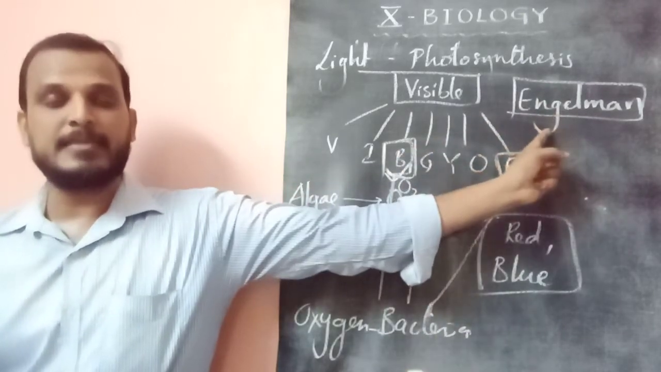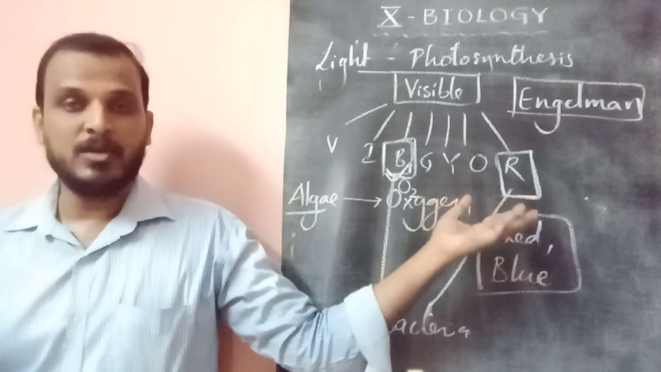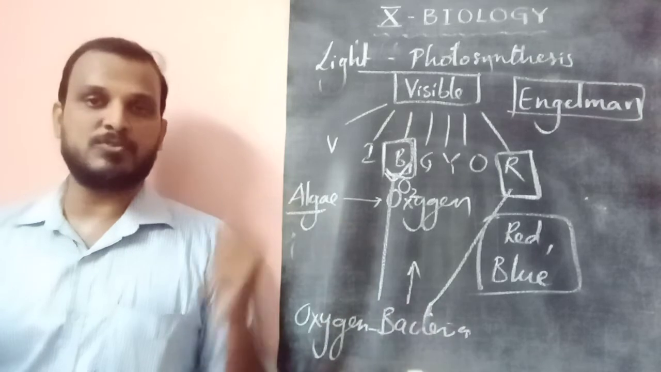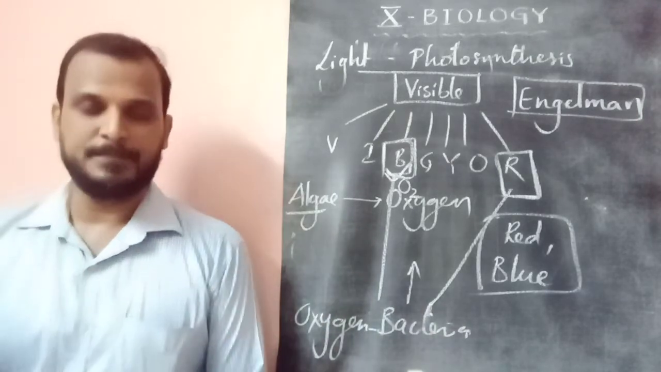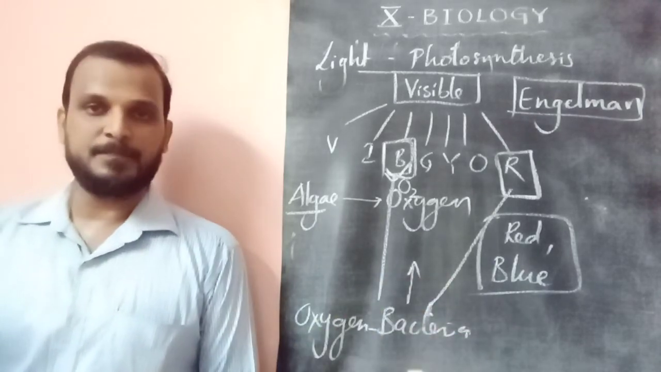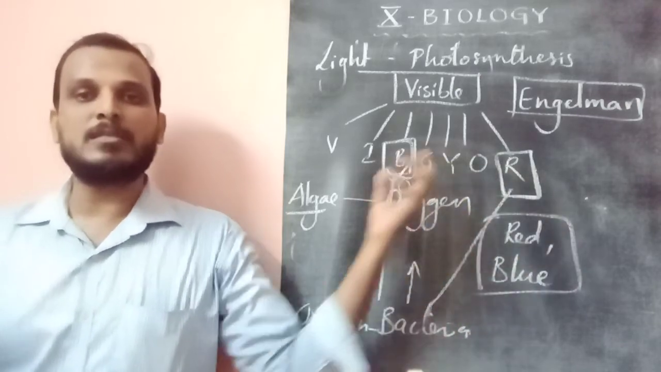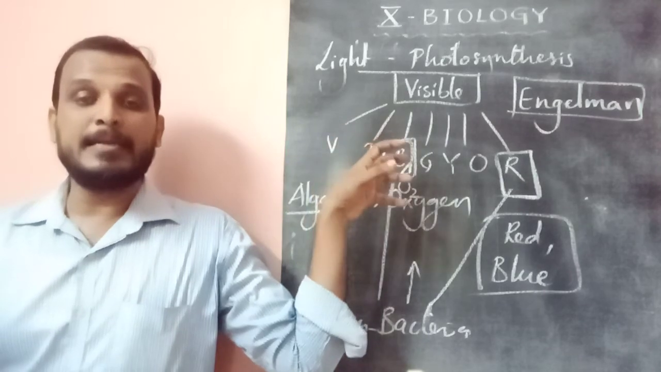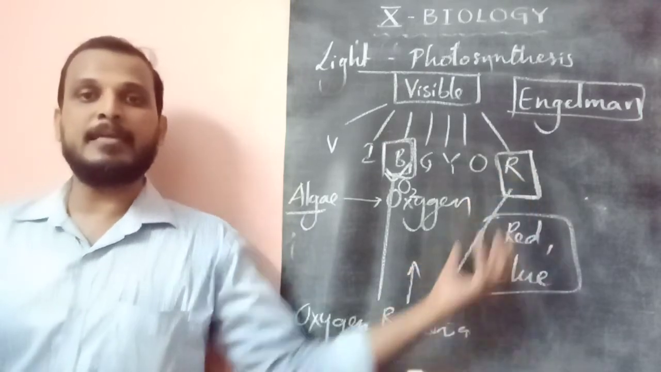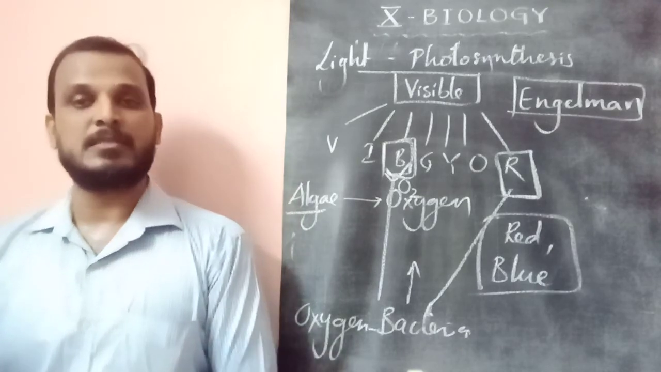So Engelmann, the great scientist, did this experiment by allowing algae to do photosynthesis in these 7 colors and release oxygen. And he also allowed another organism that takes oxygen, called oxygen sensitive bacteria, generally called aerobic bacteria. That name is not given in our textbook; in our textbook it is used as oxygen sensitive bacteria. These bacteria need oxygen, so they go to the area where more oxygen is present. The algae did more photosynthesis in blue light and red light and released more oxygen. So more bacteria gathered in these two lights.